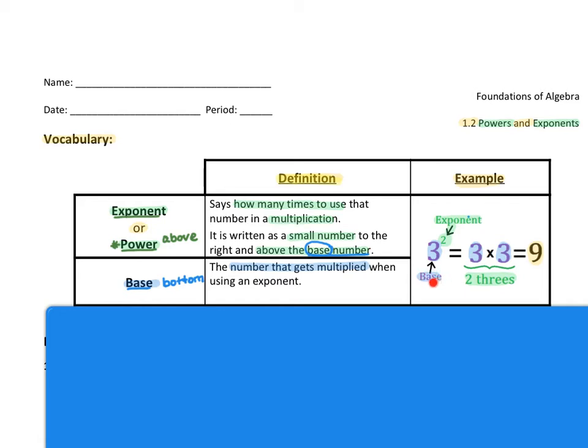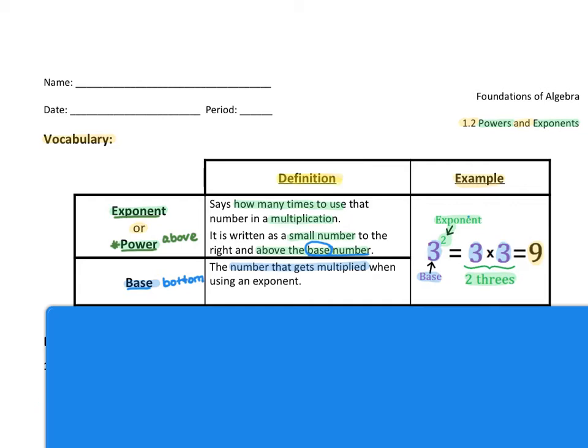So it sits on its bottom, 3. So that means 3 squared means we take 3 times 3. How many times? 1, 2 times. And then we know, oh, well, 3 times 3 is just equal to 9. So that's how we're able to use powers and exponents to evaluate or simplify expressions in math.